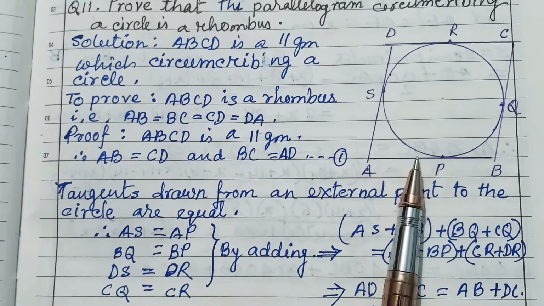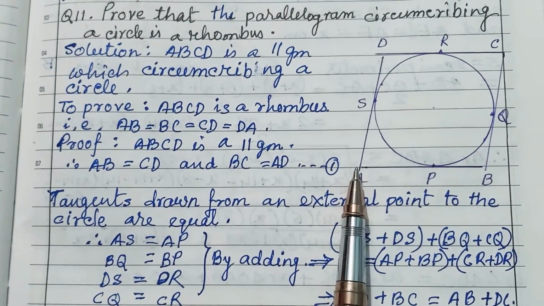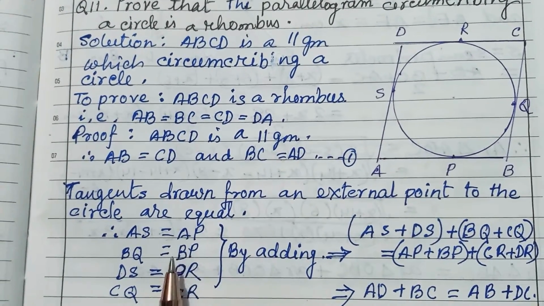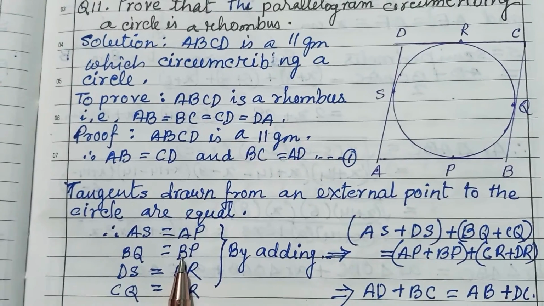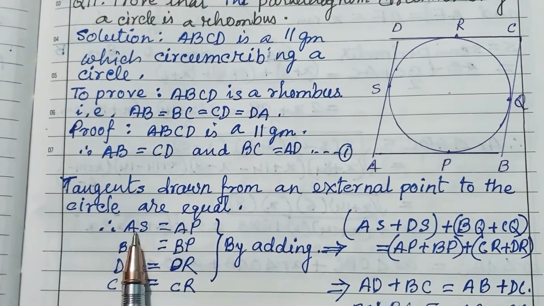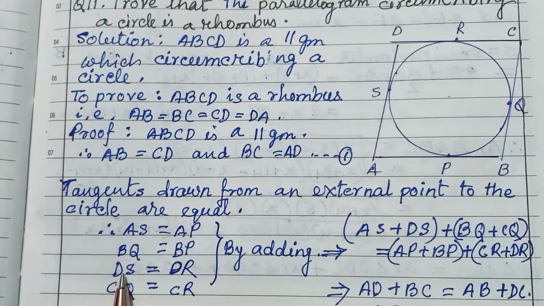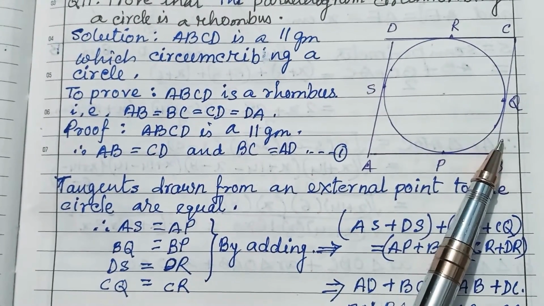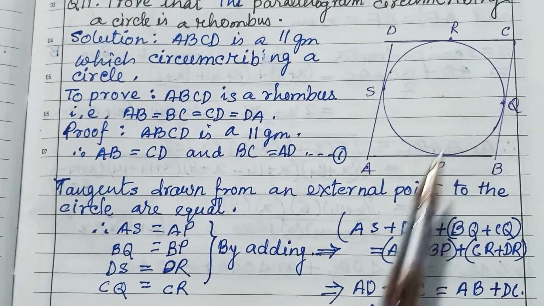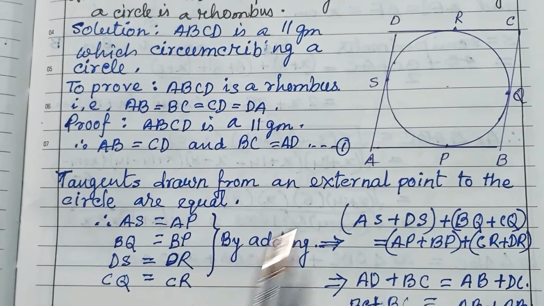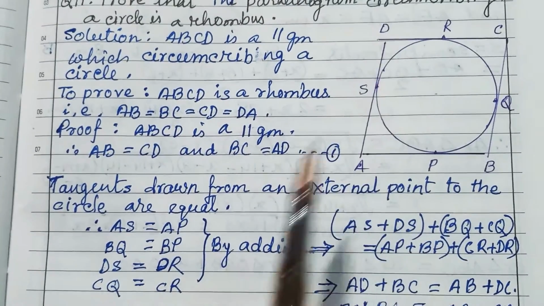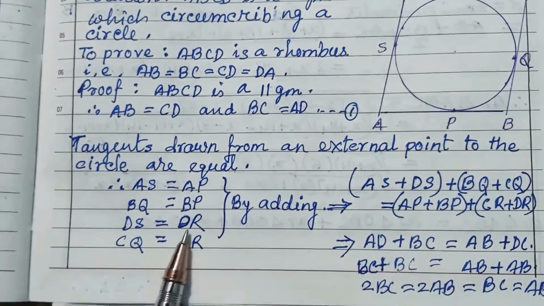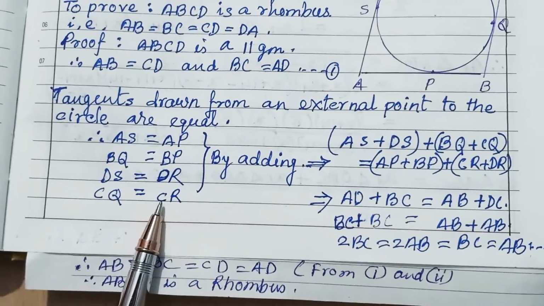But we have to write in this way. We have to join AP plus BP. Where I am writing AP, on the same side you have to write BP. Similarly, where I am writing AS, on the same side we have to write DS. AS plus DS, and BQ plus CQ on the same side, and CR, DR on the same side. So DS equal to DR, CQ is equal to CR.